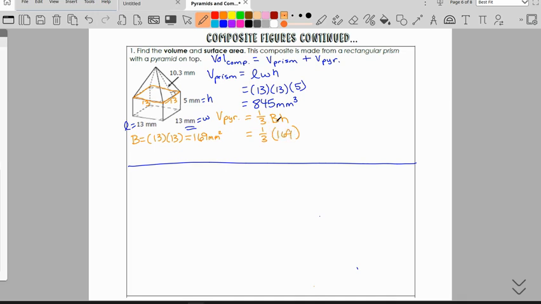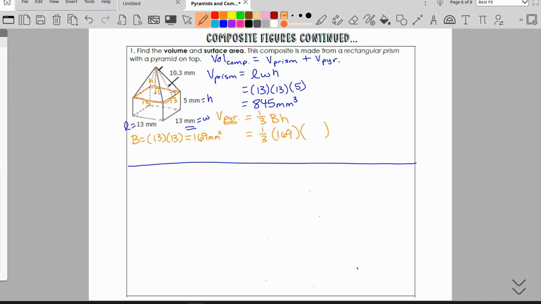So I did the 1/3, I did the area of the base, 169. Now I have to multiply that by the height of the pyramid. The height of the pyramid needs to drop from the center, perpendicular to the center of the base. And I don't know what it is, so we're going to have to find it. Do you remember how we find it? We're going to use the Pythagorean theorem. So if I start to look at this triangle, I want to know the height.